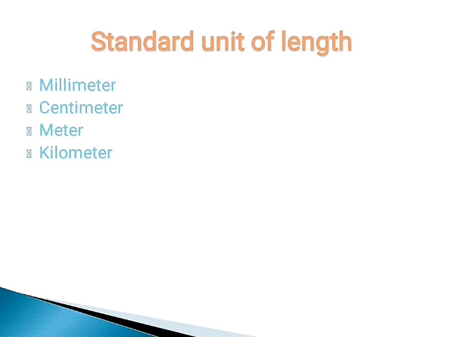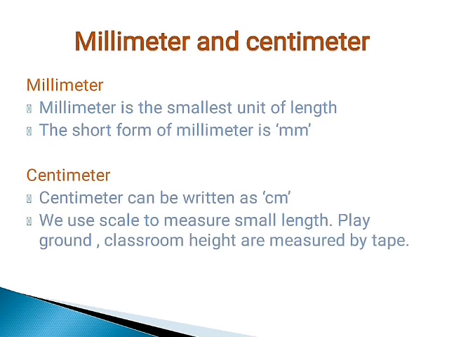Now we will discuss these units briefly. Now look at the first one. We are going to discuss millimeter and centimeter first. Millimeter is the smallest unit of length. Okay dears, if you are measuring length, the very smallest unit is millimeter. The short form of millimeter is mm.